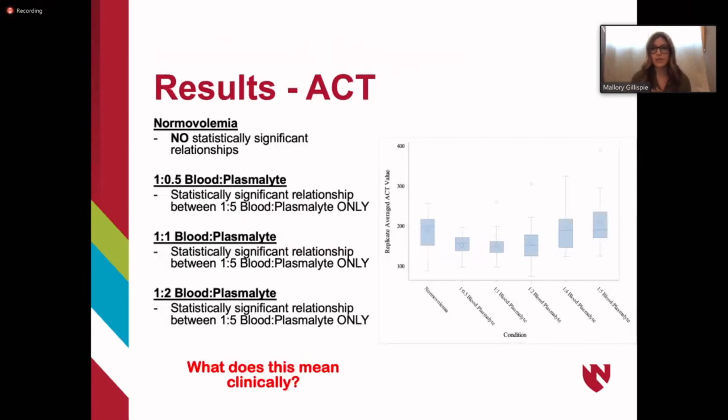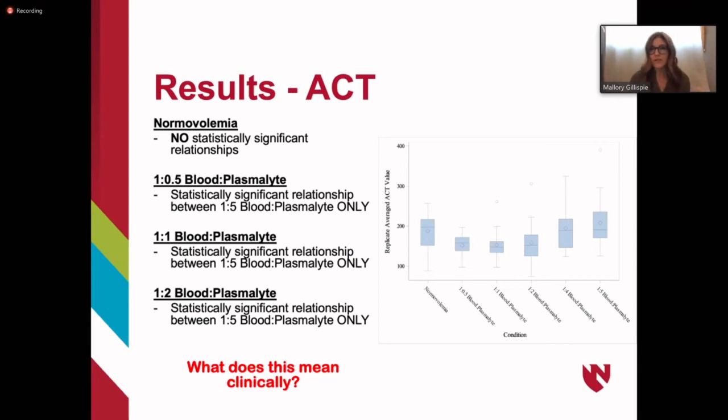So here are our results. If you look at the graph on the right-hand side, the diamonds represent the mean, and the line within each box is the median. And those clear little circles up top would be outliers, if there were any for a given condition. So interestingly, we saw an actual decrease in our average ACT time between normal volemic and 1 to 0.5 blood to plasmolyte ratio. And then we did see that increase in activated clotting time as we became more hemodiluted, which is what we were hoping for and kind of expected to see.